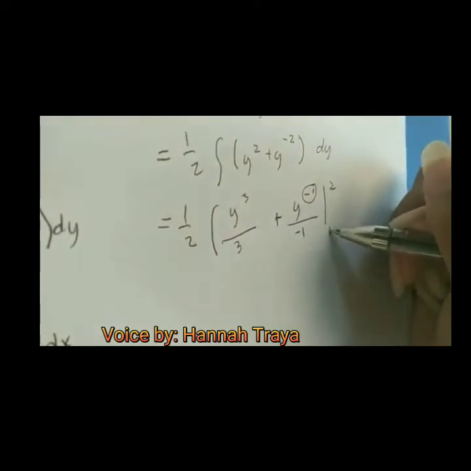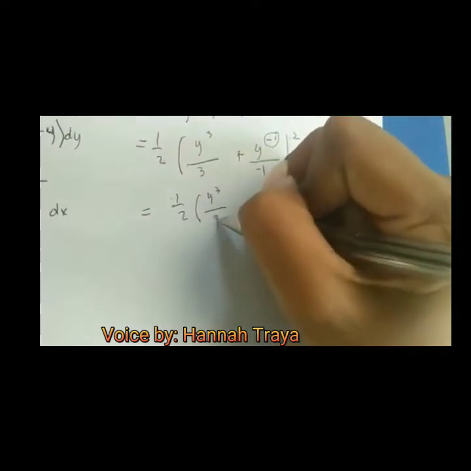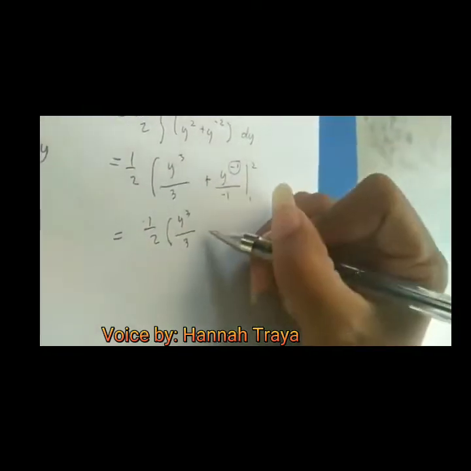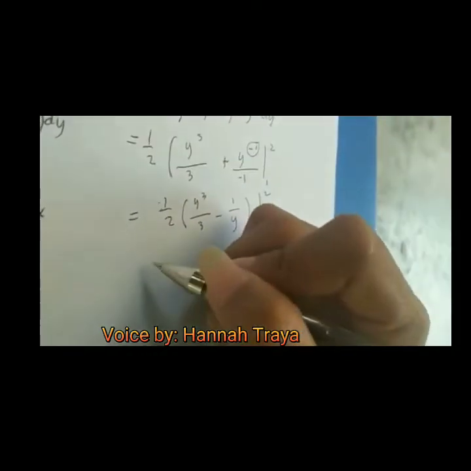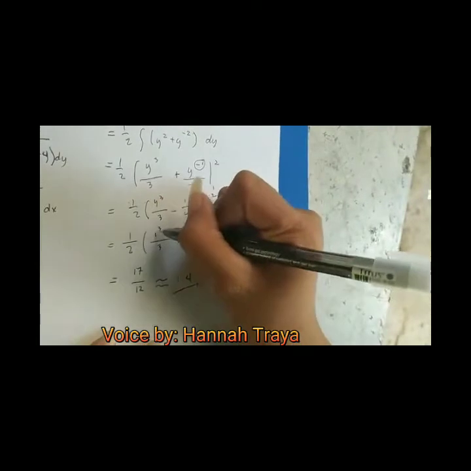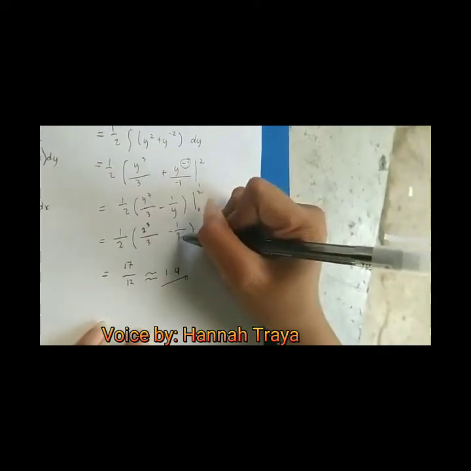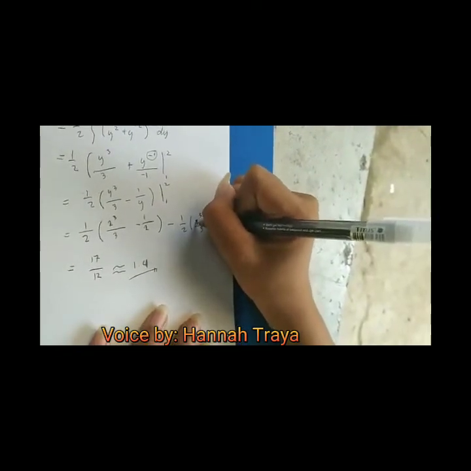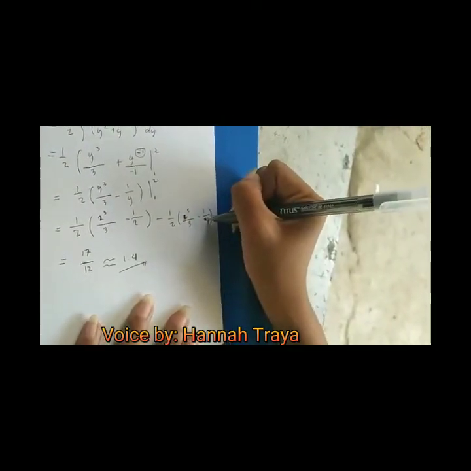Then we evaluate the limits from 1 to 2: 1/2 times y cubed over 3 plus y to the power of negative 1 over negative 1, which is equals negative 1 over y, with limits 1 and 2. So we evaluate 2 for all y: 1/2 times 2 cubed over 3 minus 1 over 2. And then we evaluate 1 for all y: minus 1/2 times 1 raised to the power of 3 over 3 minus 1 over 1.